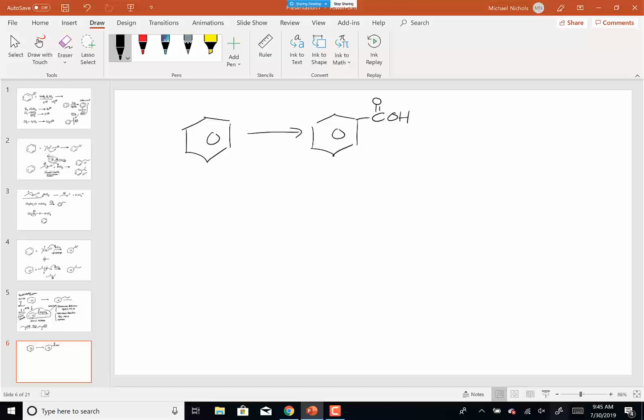How do I add a carboxylic acid group to the ring? I've got two choices. Can't do it in one step right now. Maybe Wednesday, maybe after tomorrow. There might be a method to do this, but it's actually an industrial method, so it wouldn't work in the lab. This isn't a one-step reaction. So I'll help you out.